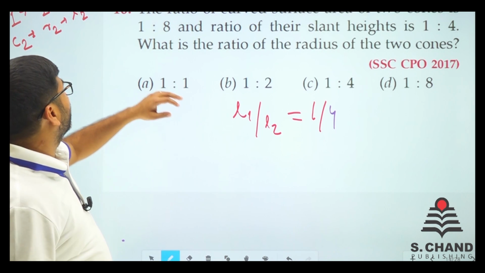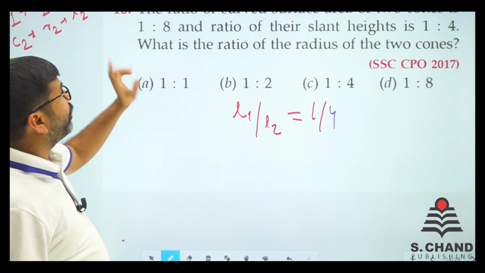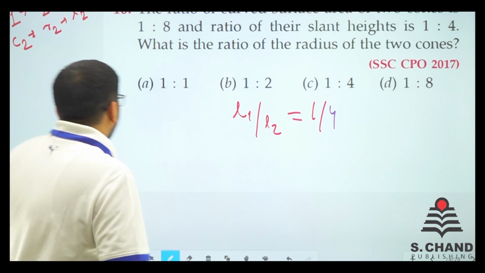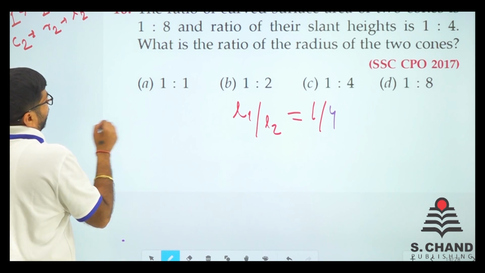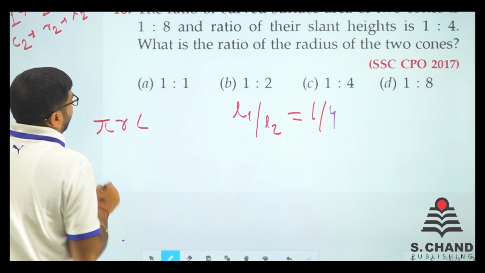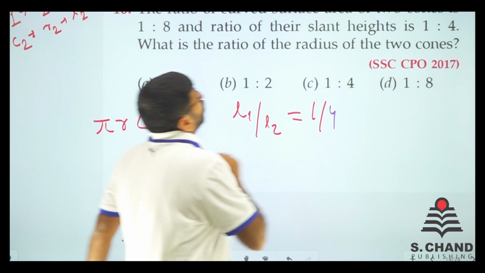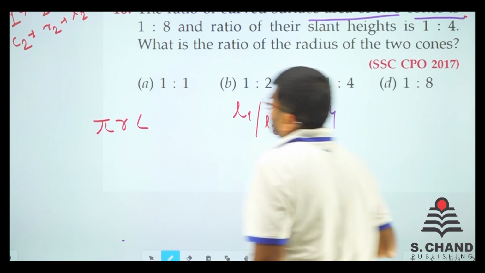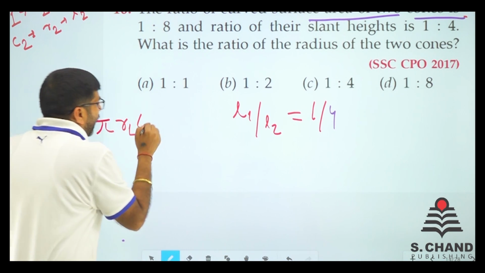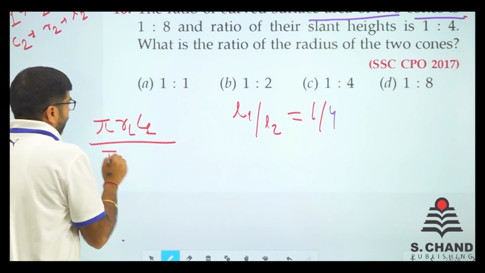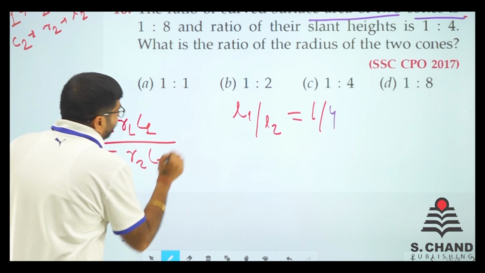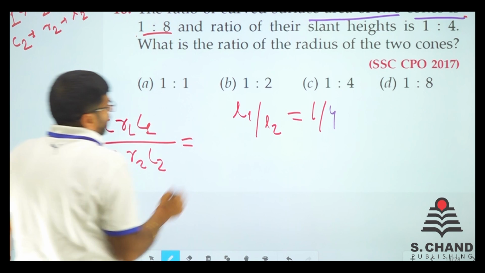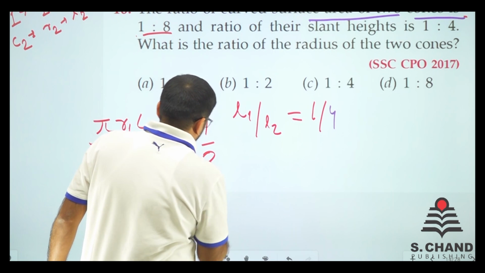Now we are given the curved surface area. If you remember, the curved surface area of a cone is pi R L. So the ratio of the curved surface areas of the two cones, pi R1 L1 divided by pi R2 L2, is given as 1 is to 8. So here we go, 1 is to 8, right?